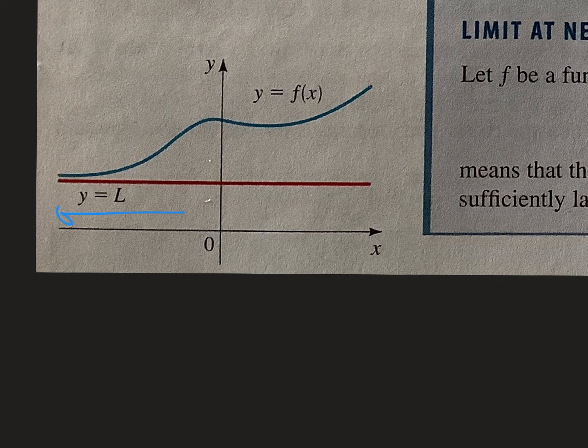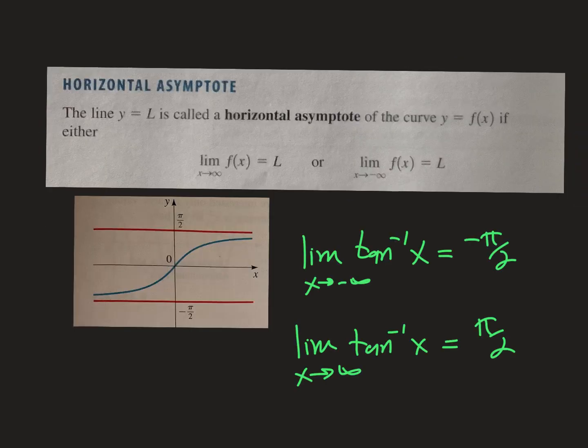It's approaching this line. It's approaching the horizontal asymptote. All right, again, then that limit exists, and the limit would just be L. All right, the horizontal asymptote, here we go.